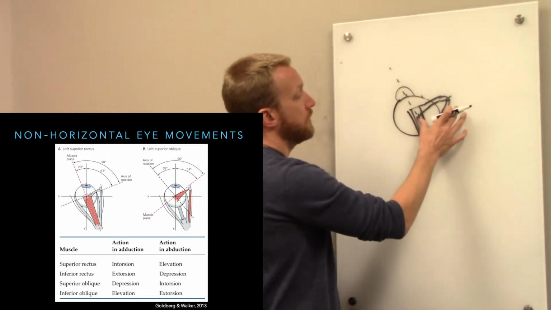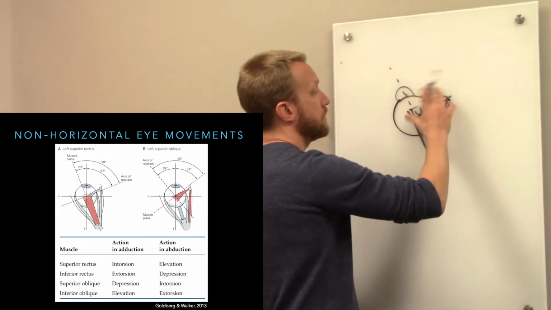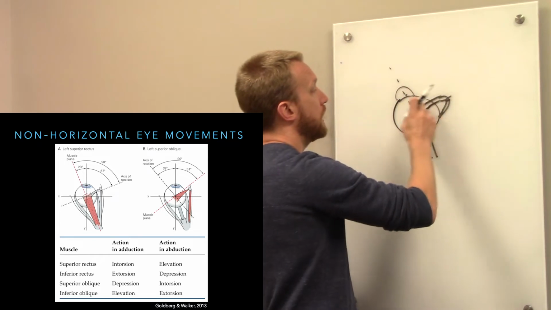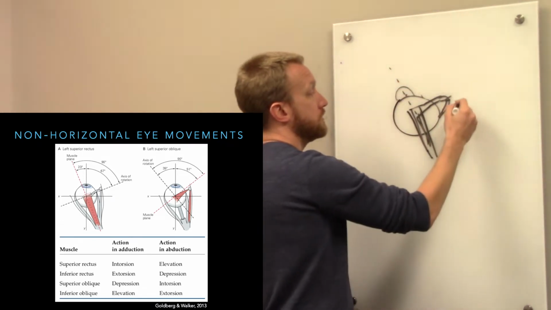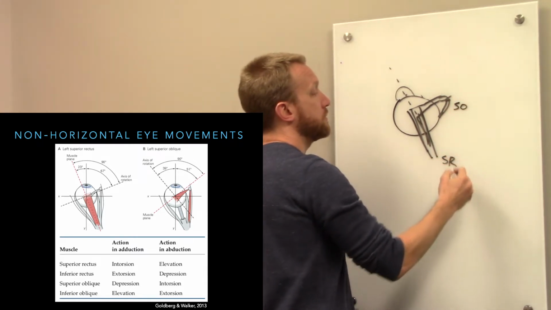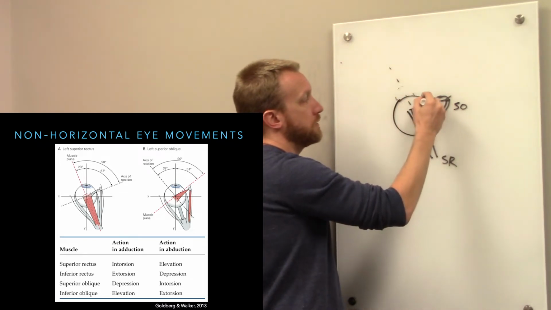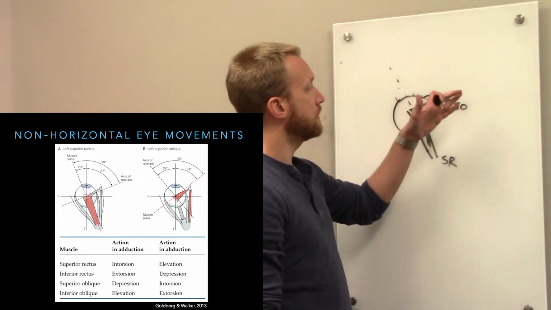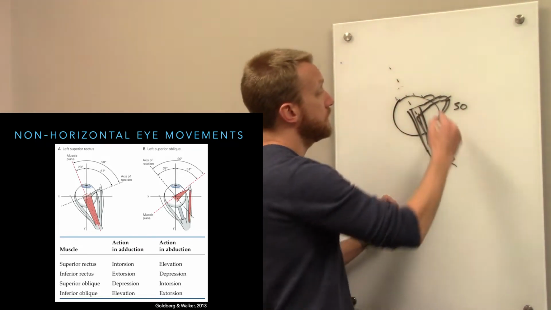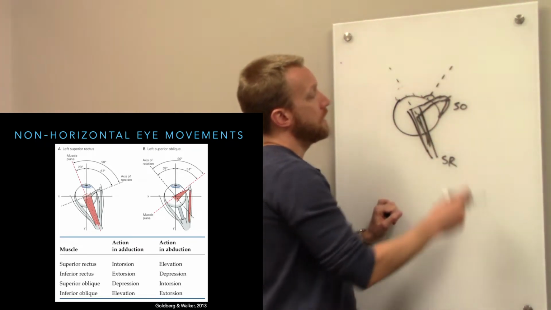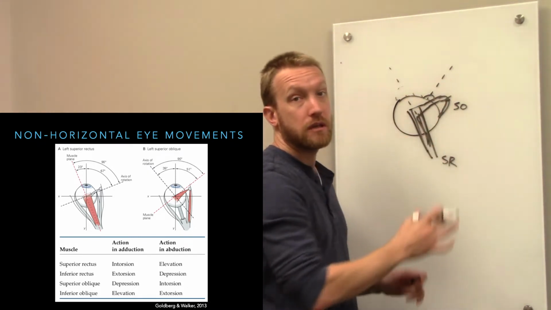So contraction of the superior oblique is going to cause rotation of the eye if I'm abducted. This is my superior oblique, superior rectus. Now let's go back to adduction. If I'm looking toward midline here, so rotate the left eye toward midline, now I'm looking this way, contraction of the superior oblique is going to pull the top down, giving me depression.